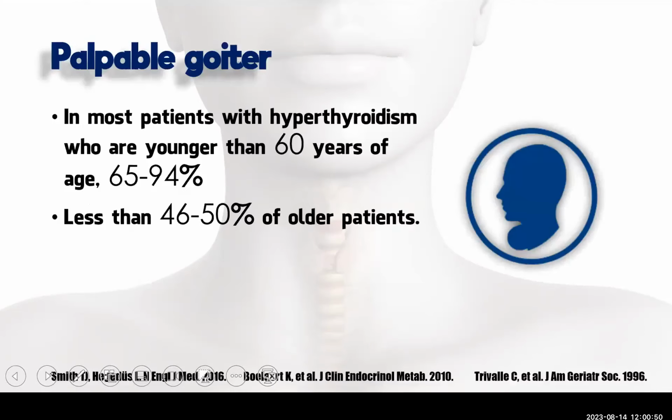For the clinical examination, a goiter is a common presentation in patients who have hyperthyroidism. However, there is a certain distinction between patients who are younger than 60 years of age or older than 60 years of age. So it is a common presentation in patients who are younger than 60 years of age, and up to 94% of the patients will present with a goiter. However, for older patients, it would be present only in 50% of the patients or less.